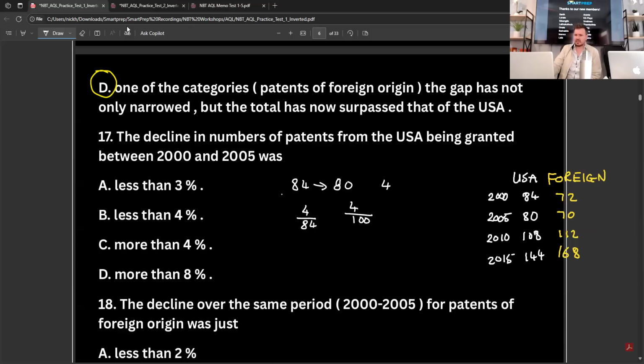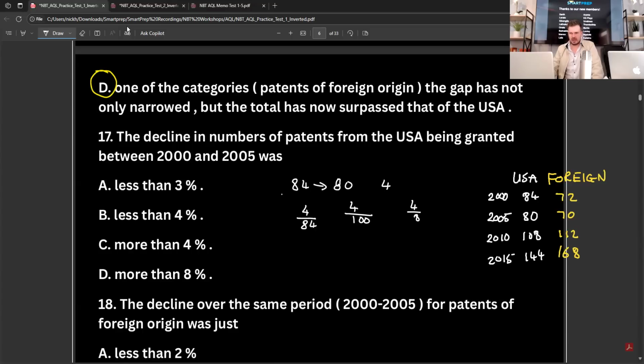Now, if we decrease the number at the bottom, we get a larger percentage, right? If you think about like 4 over 8, well, that's a half. So that's bigger, that's 50%. So this number is smaller than 100. So we know that 4 over 84 is going to be more than 4%.